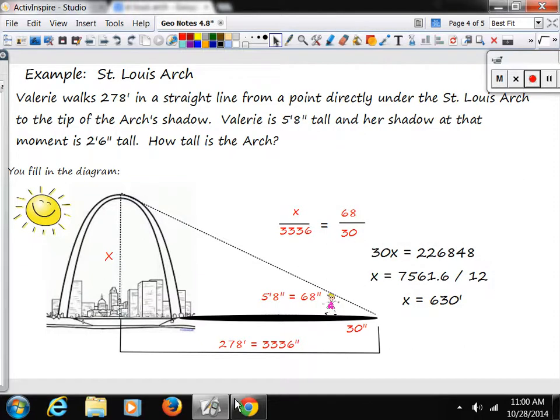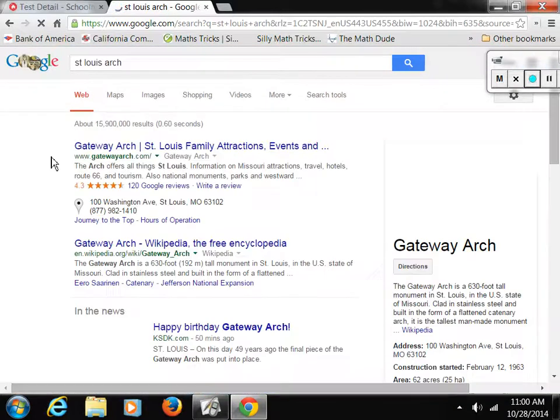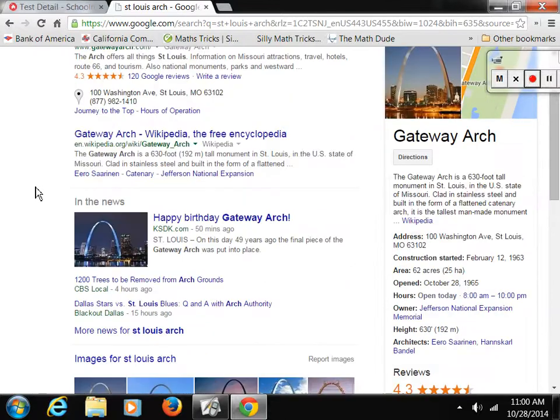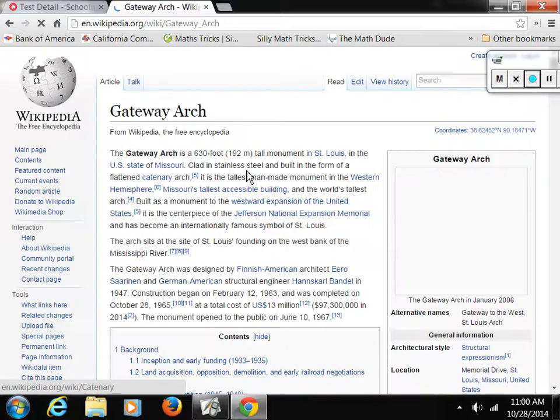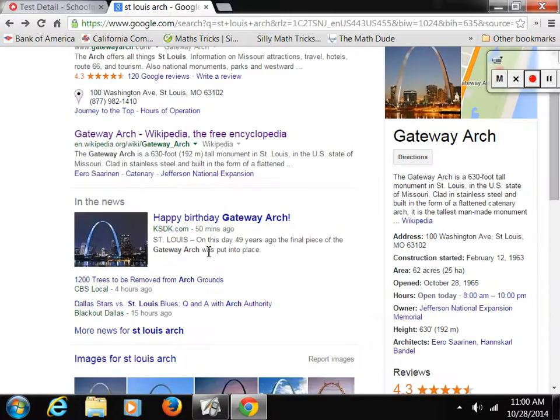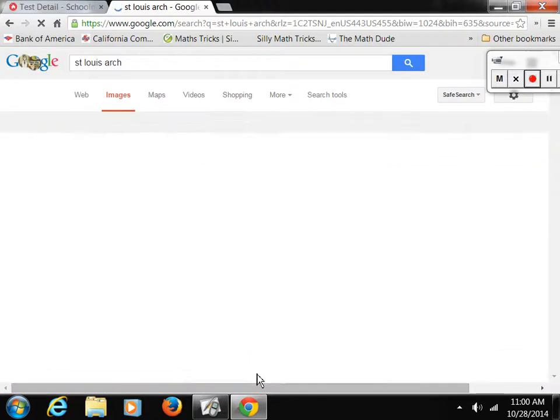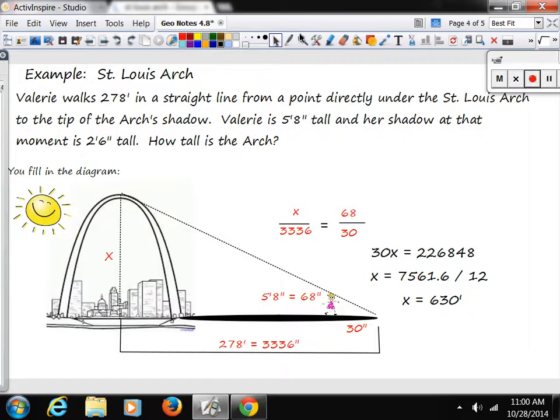Okay, so let me show you the Google again. We'll go back to the web, because I wanted to get it back to feet. Do you see Wikipedia here says that the Gateway Arch, they call it the Gateway Arch, is 630 feet tall. We got it right. 192 meters. And you can actually read a little bit about it there and who made it and all that kind of stuff. That's the right number. 630 feet is what it says. Okay, so let me go back to here in case you didn't get it done. There it is, if you need it.